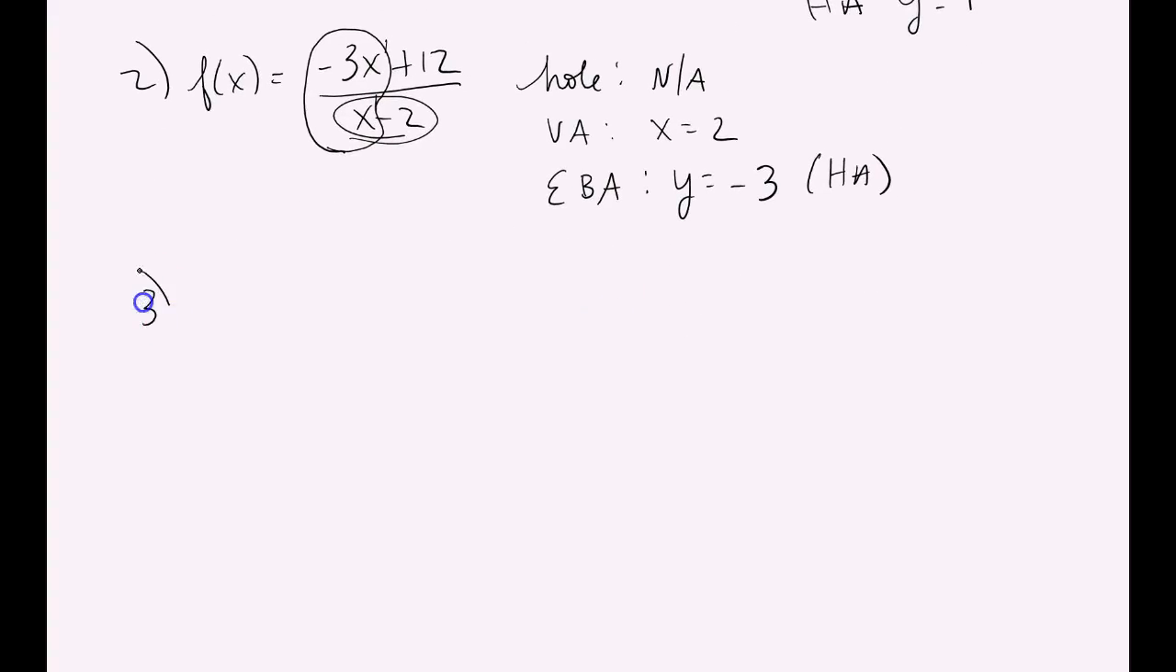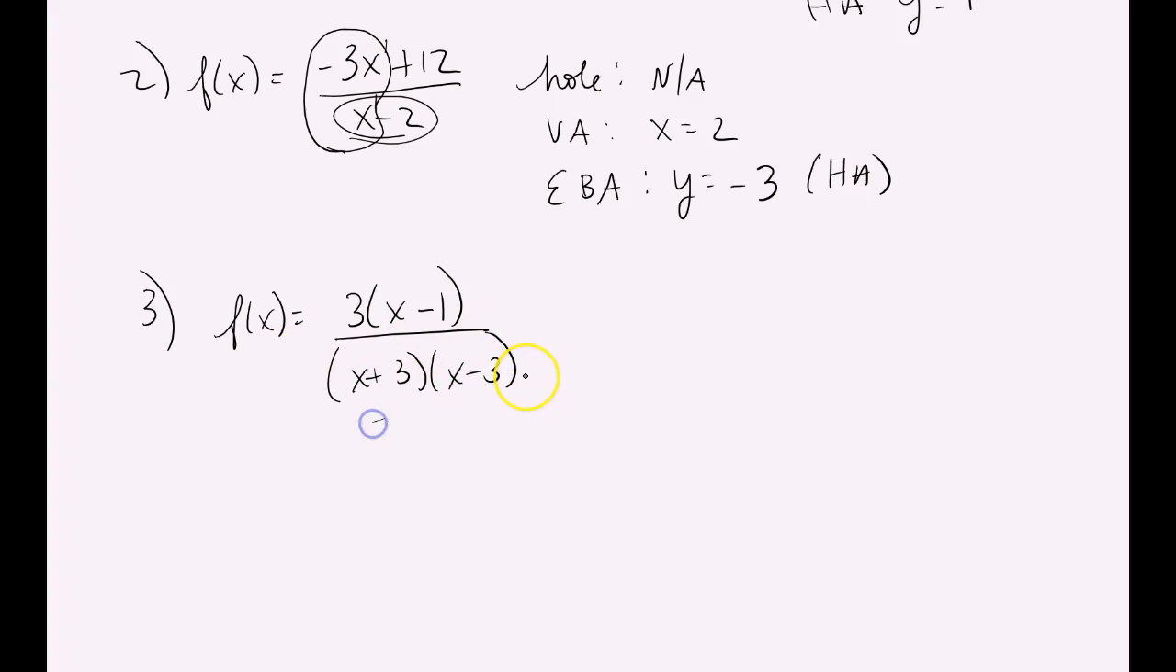Number 3. Now, as I write this, I'm going to factor it as I write it, just to make things easier. Now, nobody's going to cancel, okay? Nobody cancels, which means no hole. And the vertical asymptotes would then be both of these, plus and minus 3.